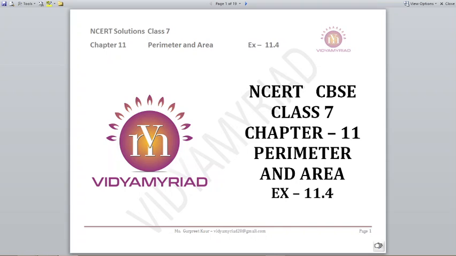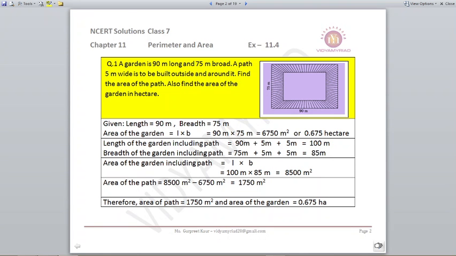This video is made for class 7 on chapter number 11, perimeter and area, and today we are going to do exercise 11.4 from NCERT. Let's begin with question number 1.